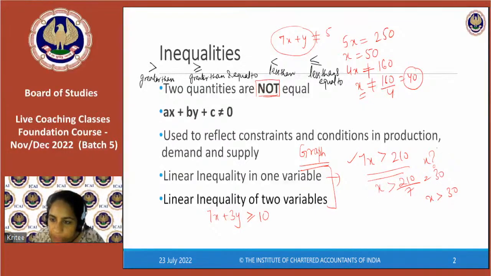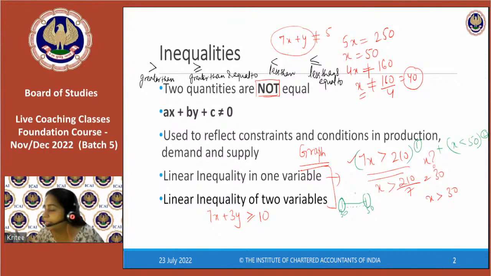And along with this, you also have to satisfy another condition, that your x is less than 15. Like you have this as one condition, this as second condition. What does this mean? That your answer is ranging anywhere between 30 and 50. It is ranging anywhere between 30 and 50, but it is not including 30 and 50.